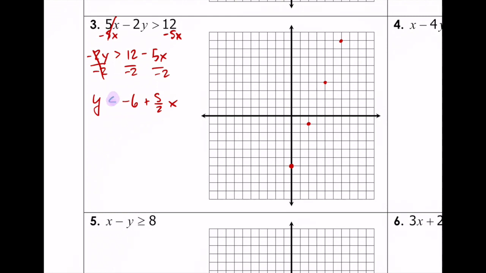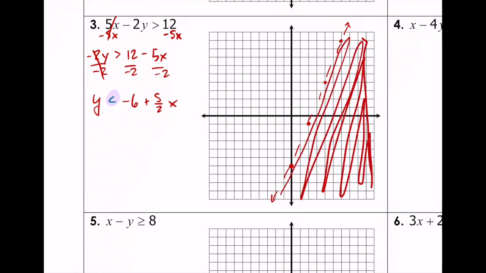So based on what my inequality symbol is telling me, I know that this has to be a dotted line, and it's shaded below the line. So I only want to look at that final inequality symbol here. I don't care what this one says in the beginning. If it changed, this is the one we're going off of.